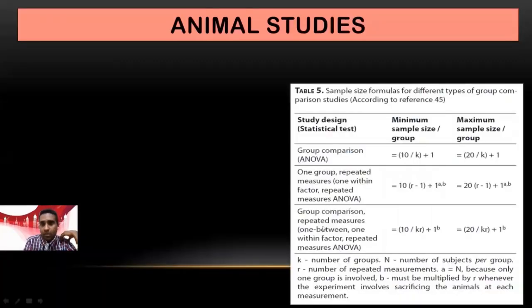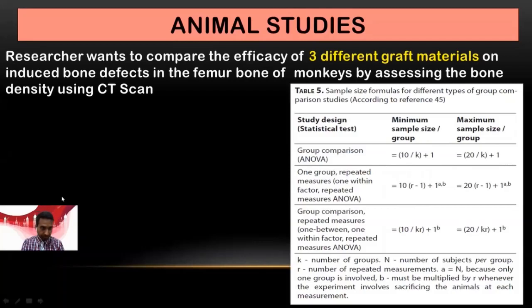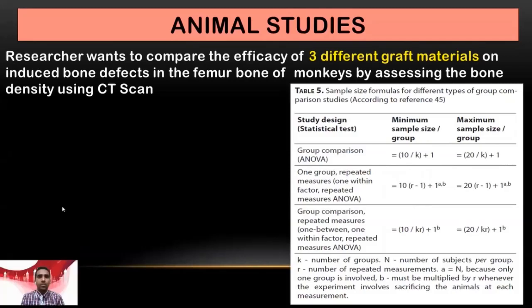So they have given some formulas for calculating the sample size. Let us consider a study design. A researcher wants to compare the efficacy of 3 different graft materials on induced bone defects in the femur bone of monkeys by assessing the bone density using CT scan. Here we have substantial morbidity to the animals. Who knows, sometimes they may sacrifice animals too. In that case, what is the sample size?